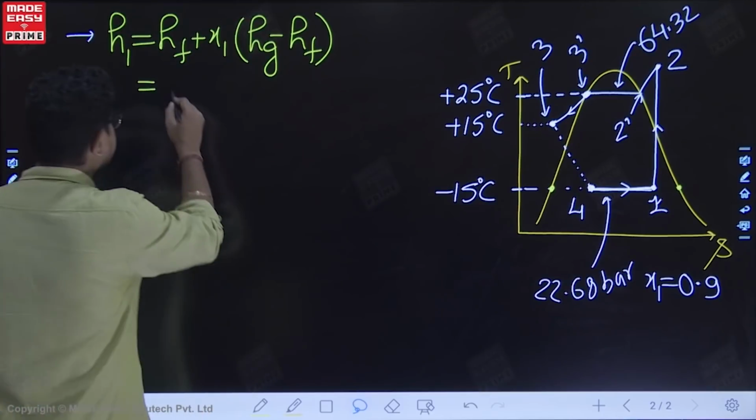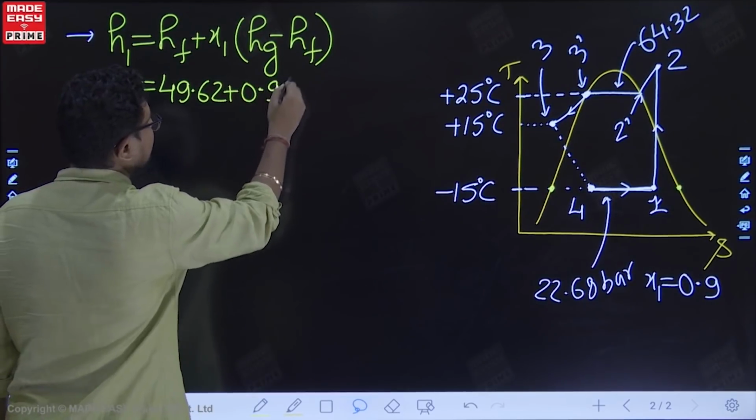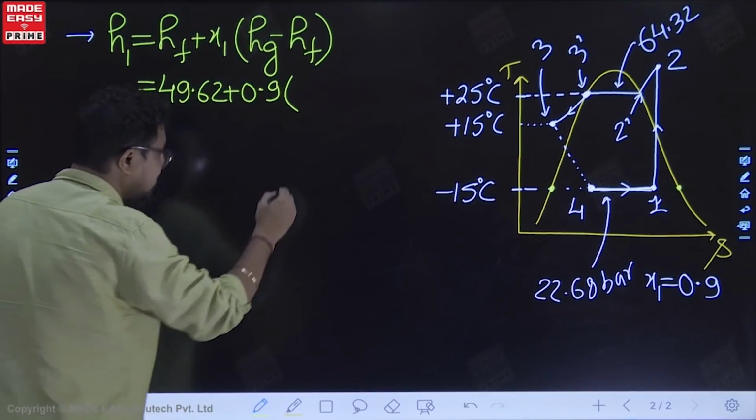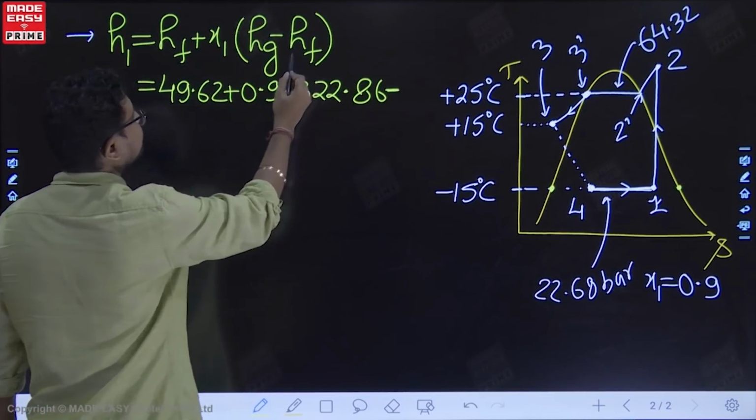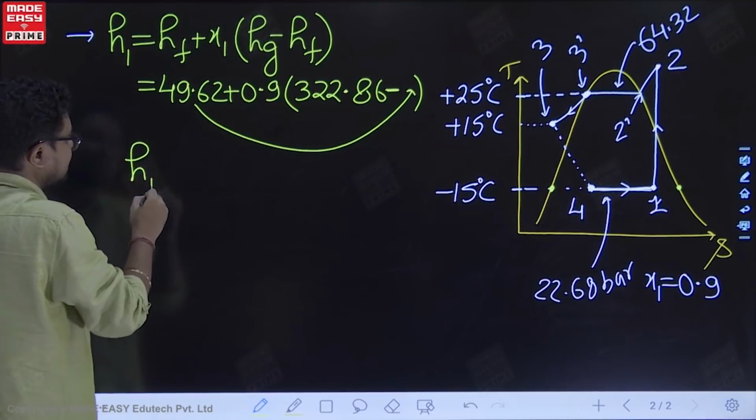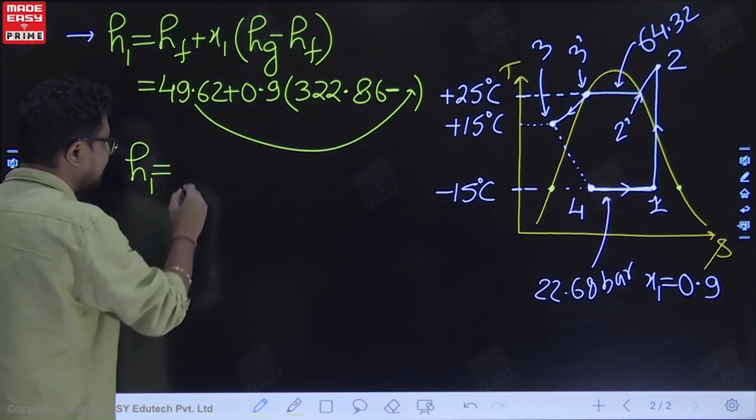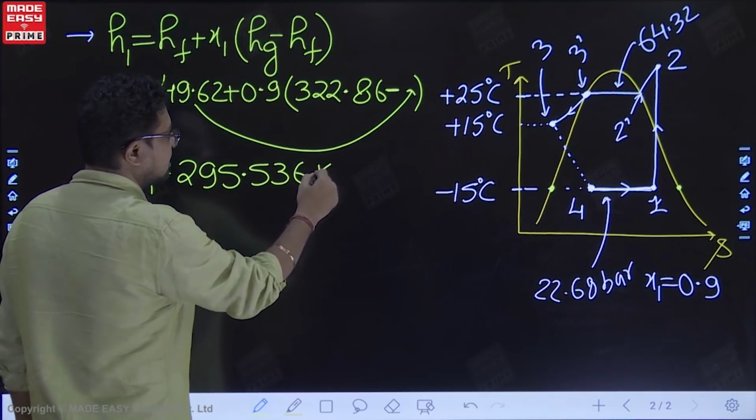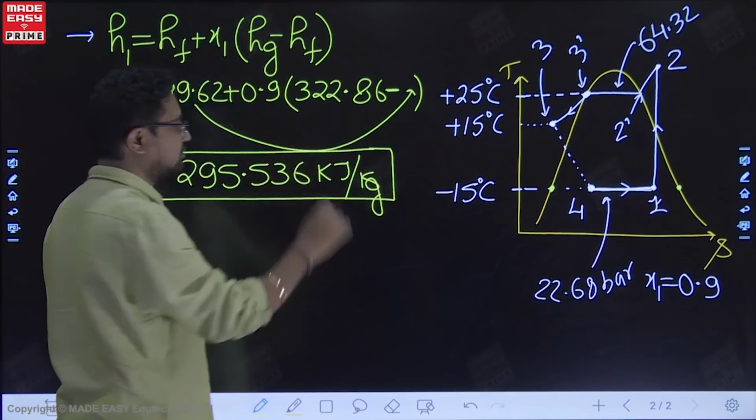So HF is 49.62 plus 0.9 into Hg minus HF. Hg I have written down, so I am seeing from here 322.86, minus HF, that is this value. So we can calculate H1, and it comes out to be 295.536 kilojoule per kilogram. So we know H1, right?